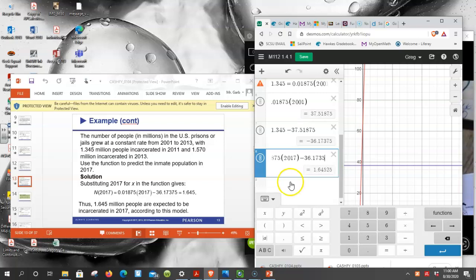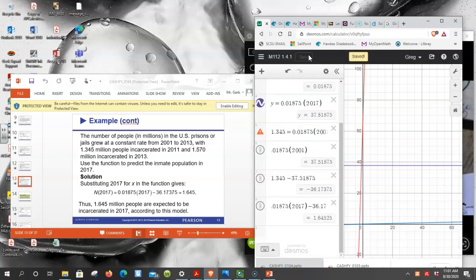37.1735. You see, you get 1.645, and that matches what they have over here. So that's how you do that. You do that on paper. I just don't want to futz around having another application on my computer right now. That'd be a little bit too much. But you see it's 1.645. That's the number of millions of prisoners that are predicted in 2017 based off of this.